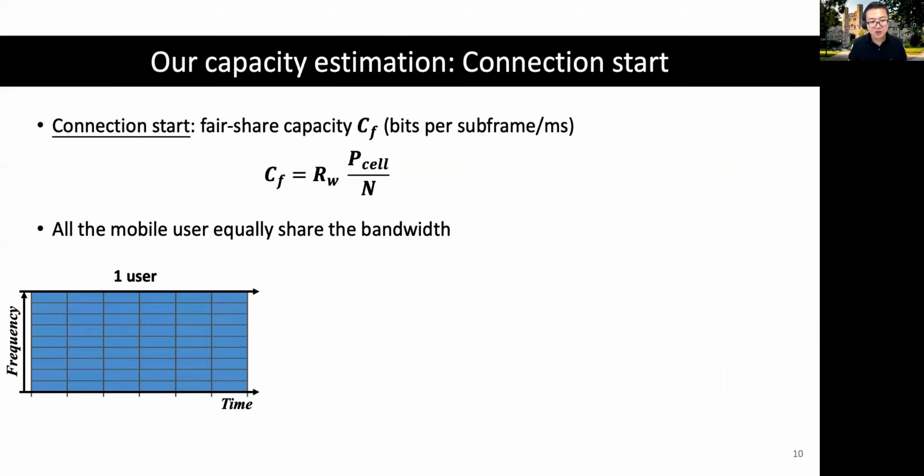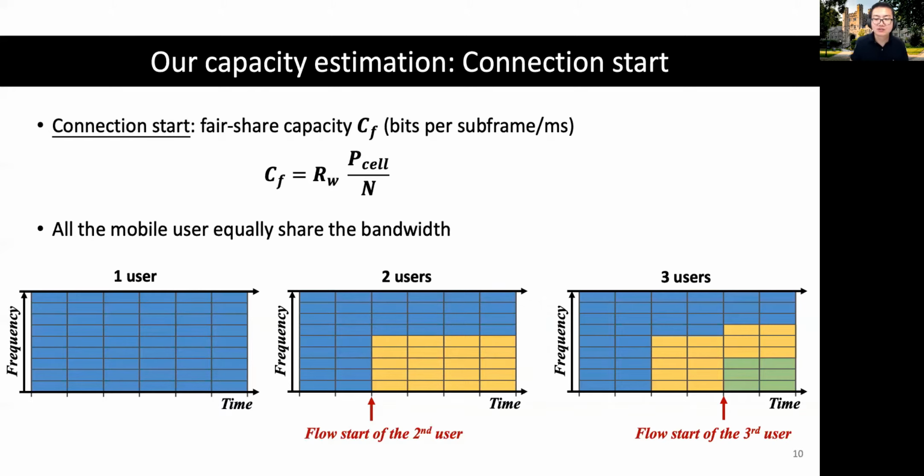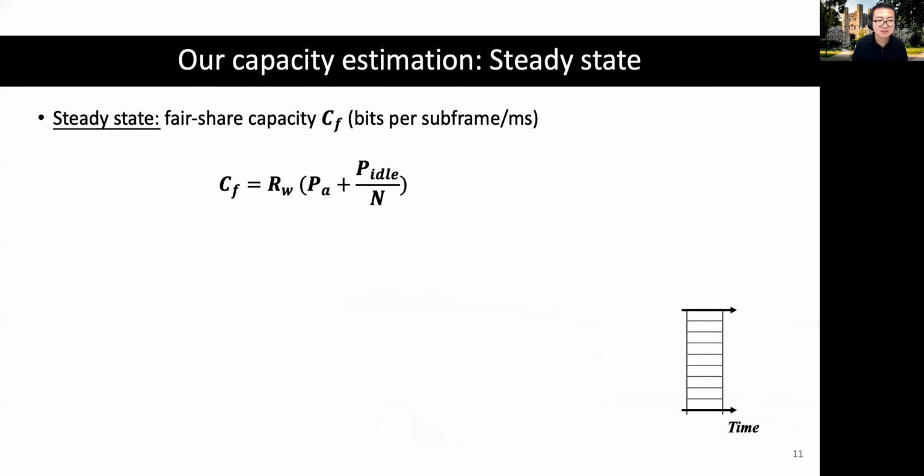So according to the equation, all the users will equally share the bandwidth when they start their traffic. If there's only one user, this user will take all the bandwidth. If there are two users, these two users will share the bandwidth equally. And it is the same for the three-user case. After the start, we will enter a steady state. In the steady state, we use a different equation to calculate the capacity.